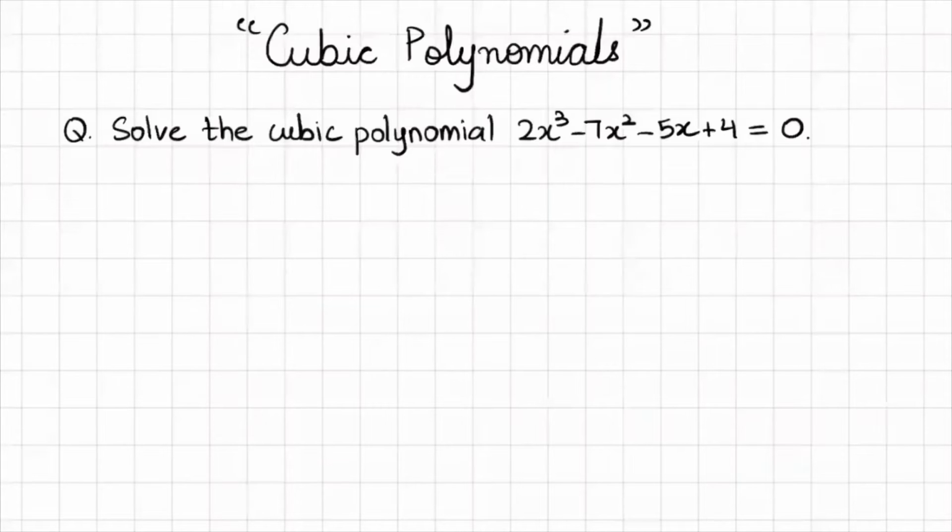Hello everyone. In this video, we will be learning cubic polynomials. This is the continuation of the chapter on the remainder and factor theorem. Okay, let's highlight a few things. Solve the cubic polynomial 2x cubed minus 7x squared minus 5x plus 4 equals 0. This is the cubic polynomial.